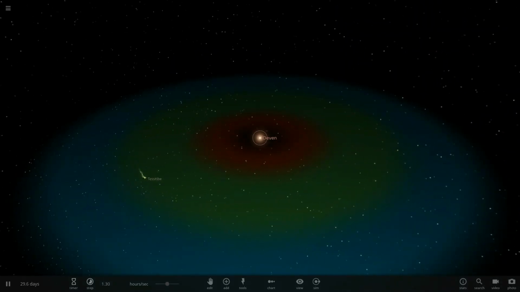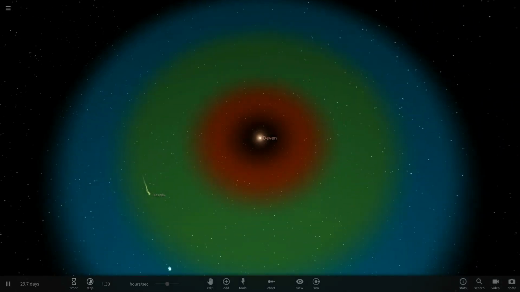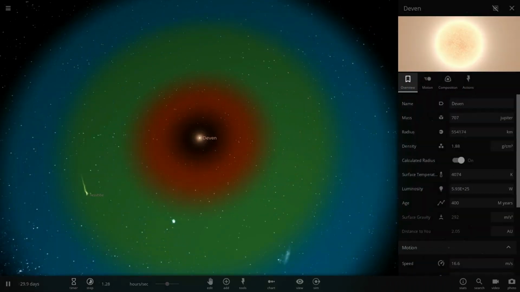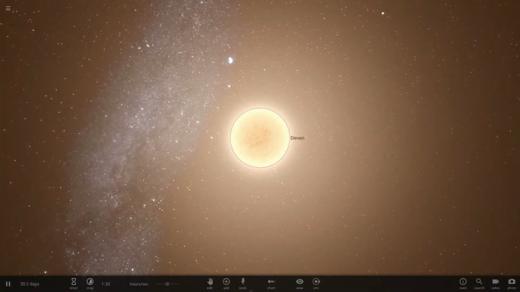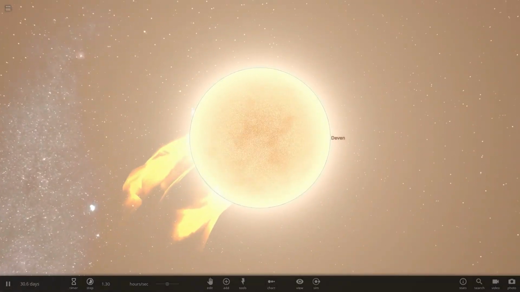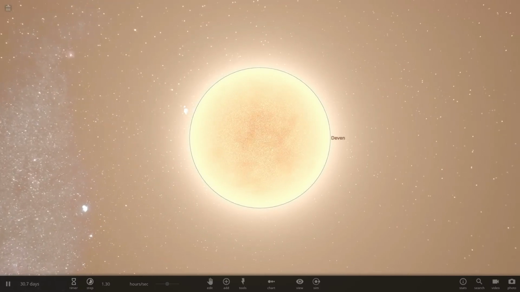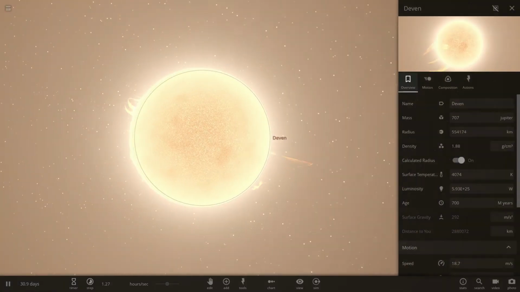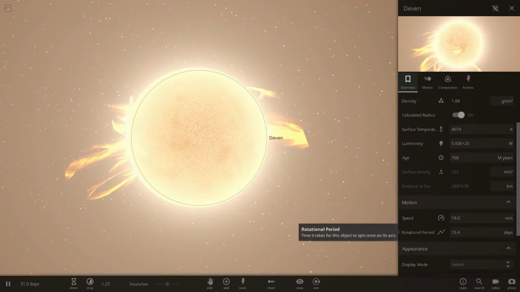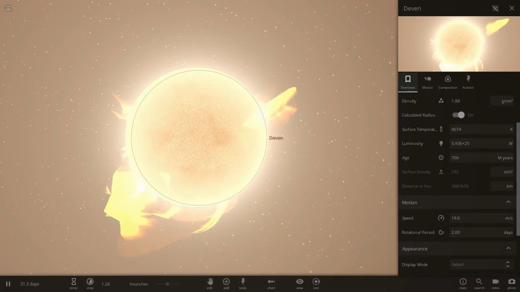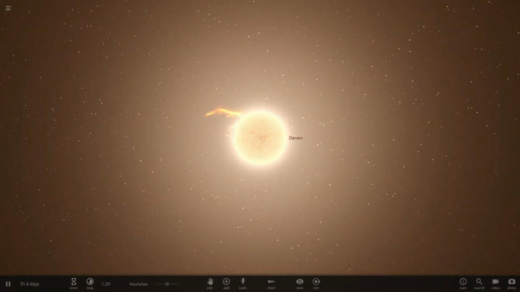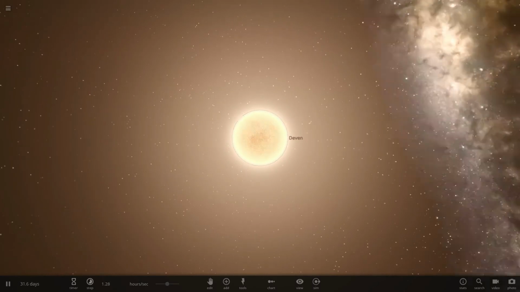But Devon here, that's an awesome name. Devon is about 400 million years old. Let's put it as like 700 million years old. So now this orange dwarf is 700 million years old. Still flaring, as we can see, big flares, humongous flares. They are big, absolutely massive flares. Let's put it as a 2-day rotation. So this star is rotating quickly. And look at that flare. That's what I'm talking about from orange dwarfs.